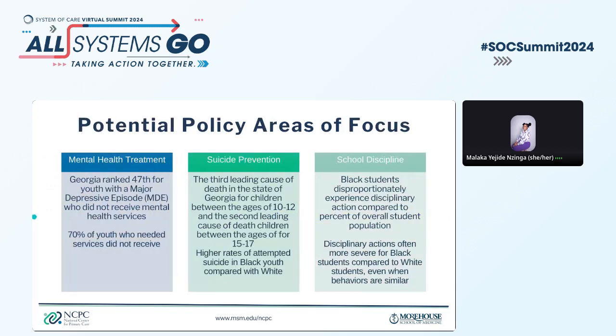Some of our policy areas of focus that we looked at included mental health treatment, suicide prevention, and school discipline. A key statistic in the category of school discipline being the disproportion in disciplinary actions for Black students in comparison to white students, even when their behaviors were similar.